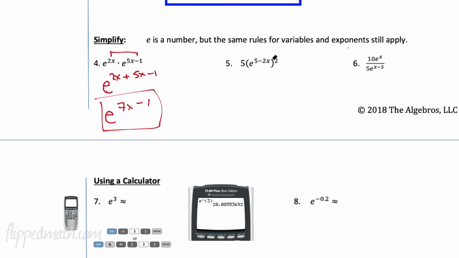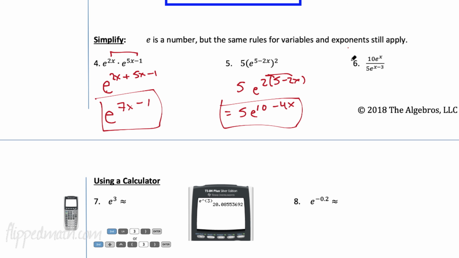Next one, we have an exponent of 2 on the e. So the rule for exponents is you multiply. To multiply here, it's just going to be 5 times e to the 2 times 5 minus 2x. That's what multiplying is. If I simplify that, I get the 5 and then I distribute this to each of the top part and we get 5e to the 10 minus 4x.